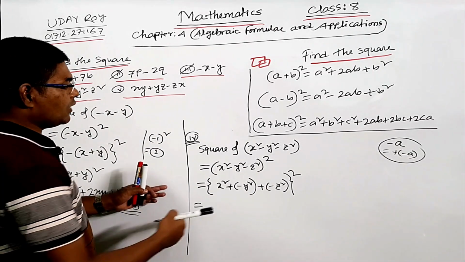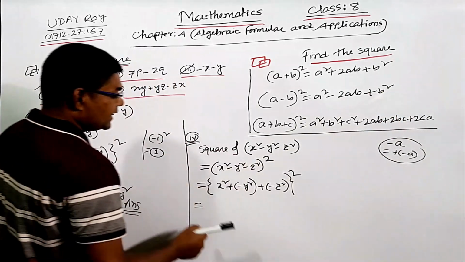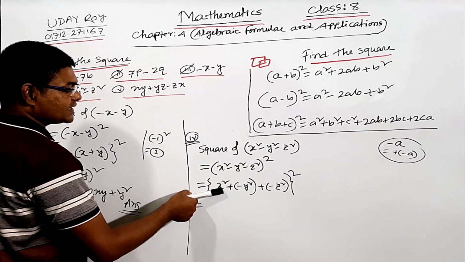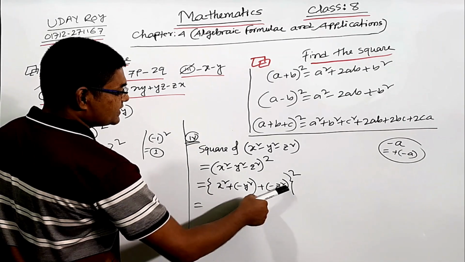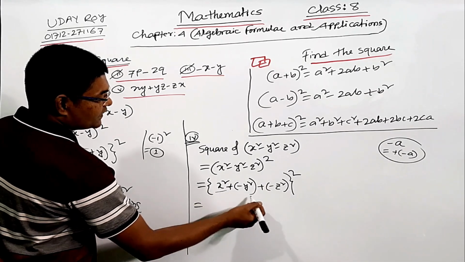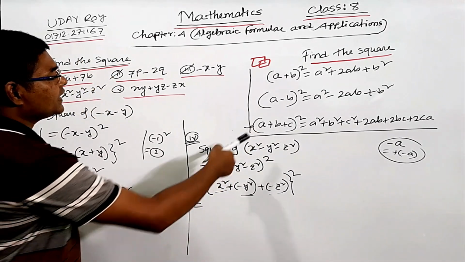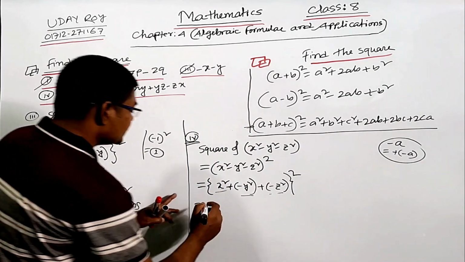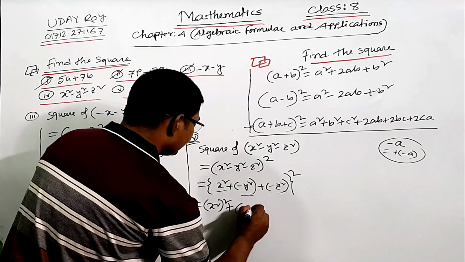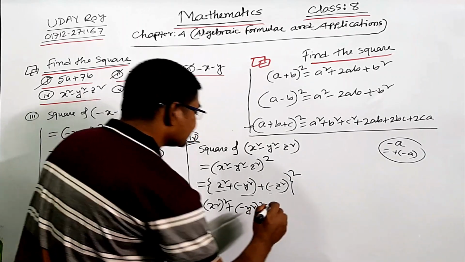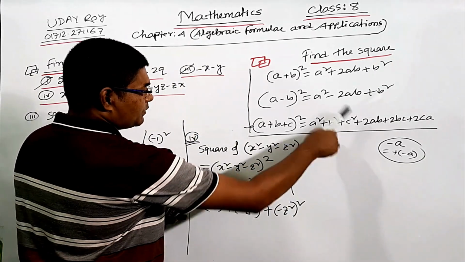So now we have a plus b plus c whole square. Now we have to do a square plus b square plus c square, twice ab, twice bc, twice ca. Here a position is x square, b position is minus y square, and c position is minus z square. This is a position, this is b position, and this is c position. Please follow these rules. Formula a plus b plus c whole square: we can write a square plus b square plus c square.